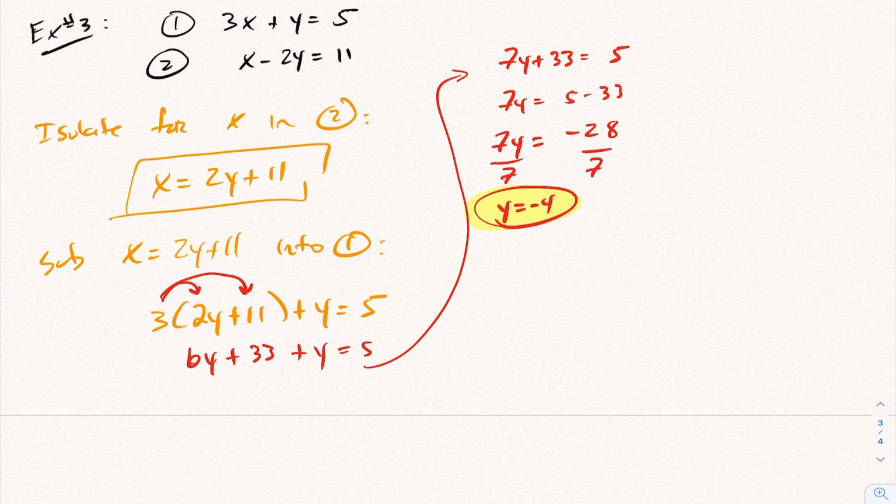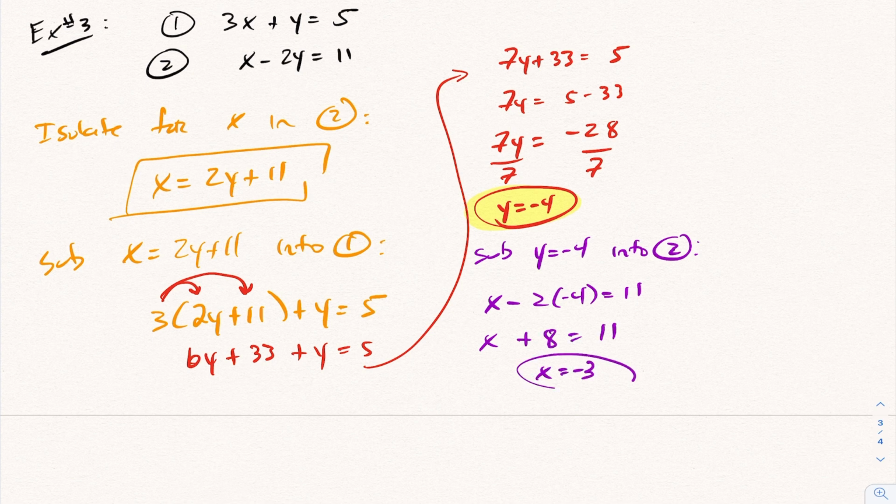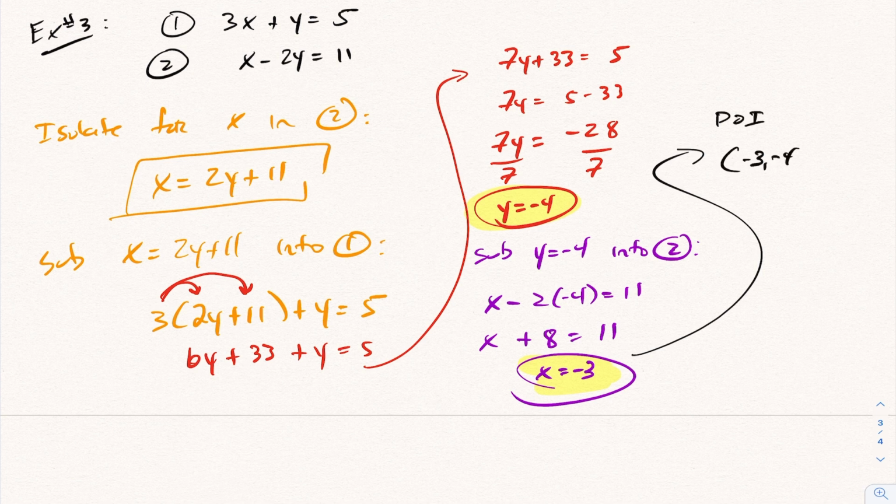Now again, I found my y value. I can sub it into either equation and solve for x. I'm going to sub y equals negative 4 into equation 2. You get x minus 2 times negative 4 is 11. X plus 8 is 11. X is minus 3. Okay, so putting this together here, we have our final answer. The point of intersection is negative 3 and negative 4.